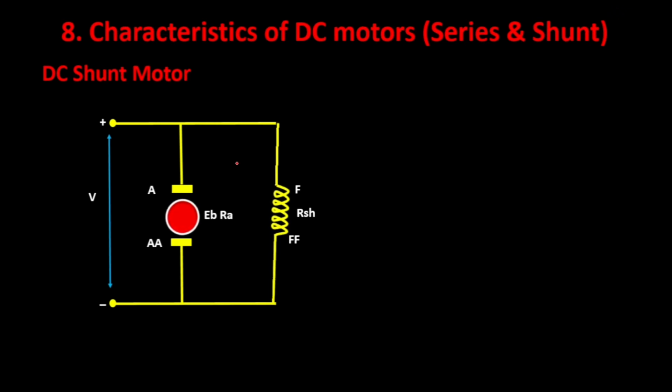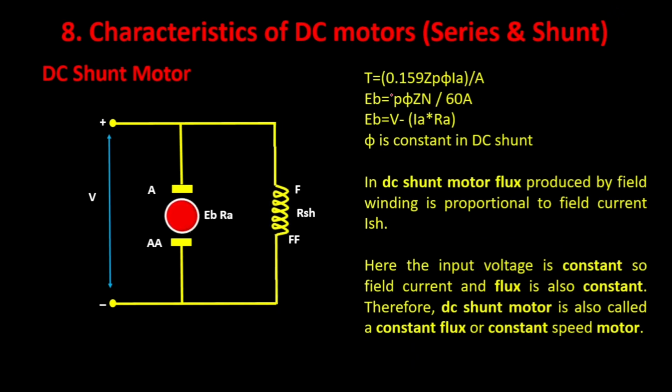Okay, now considering the formula for this particular circuit diagram, we can write that torque is equal to 0.159 Z P phi Ia upon A, where you know that Z is the number of conductors, P is the number of poles, phi is flux per pole, Ia is armature current, and A is the number of parallel paths. We have already studied all these things in the first year.